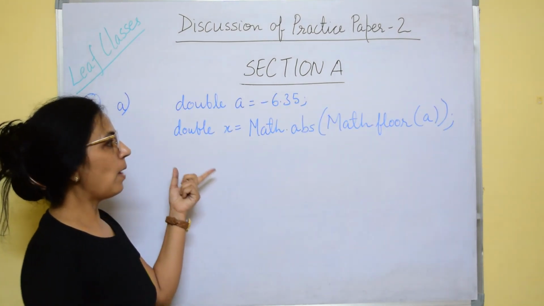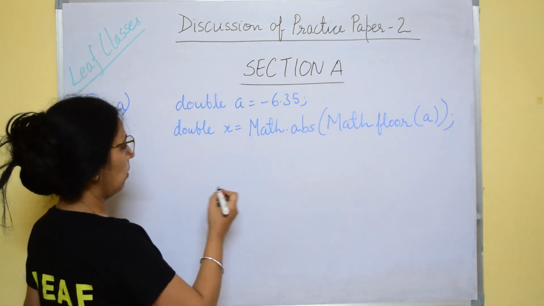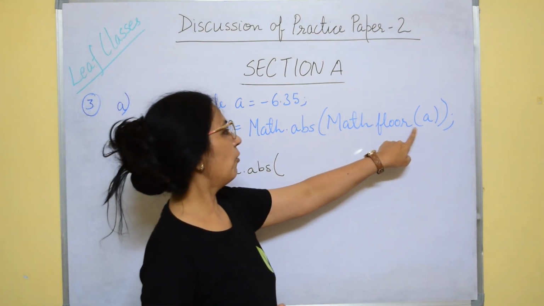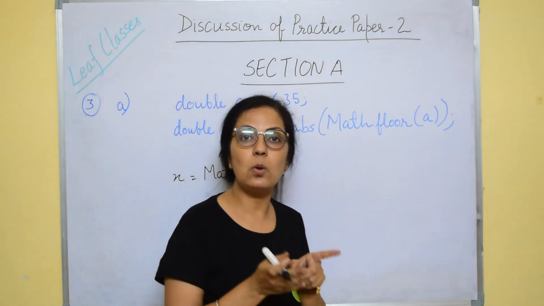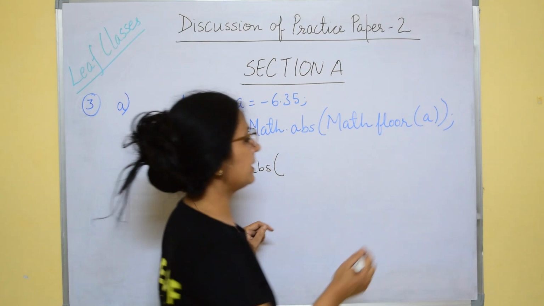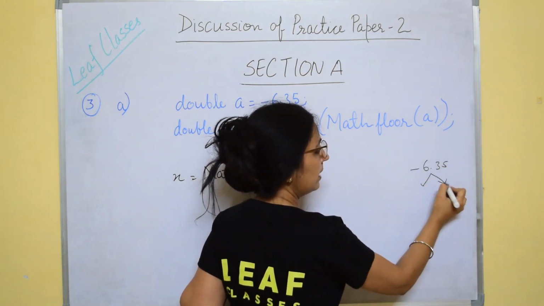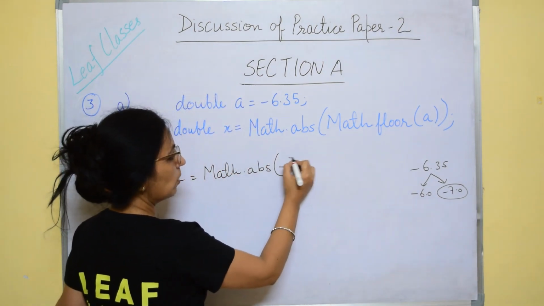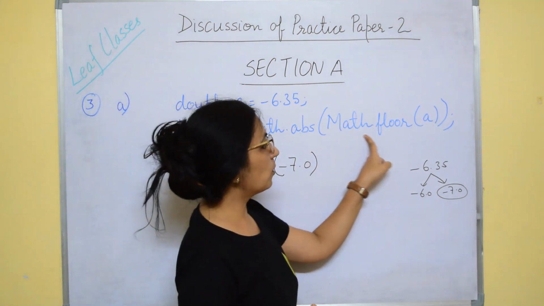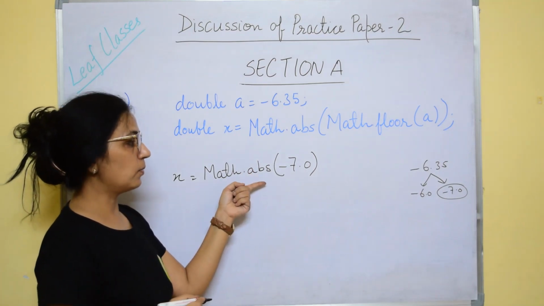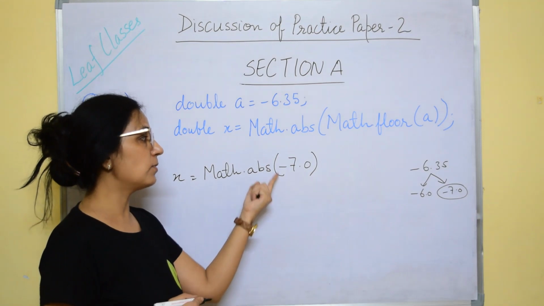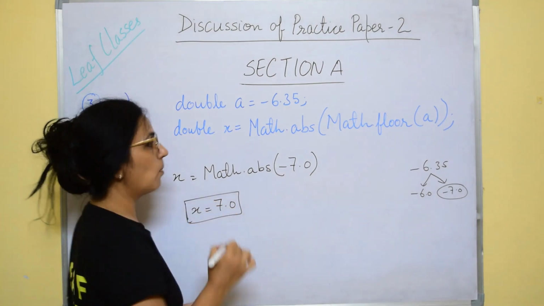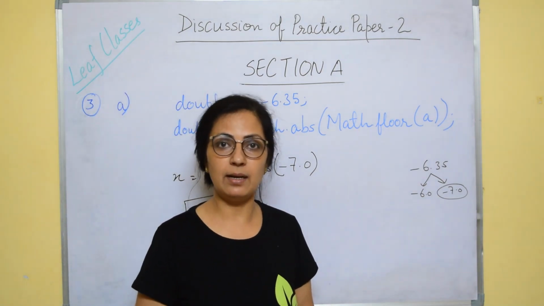Question number 3rd A, you have to calculate the value of x. So here we go. x equals to math.abs of math.floor of a. The floor function gives you the nearest lowest integer in double form, right? If we take minus 6.35, the nearest two integers will be minus 6.0 and minus 7.0, and the lowest value is minus 7.0. So minus 7.0 will be the output of math.floor of a. Now the math.abs function just removes the sign and gives you only the numeric value. So the answer of x will be 7.0. For more details on mathematical functions, please refer to the mathematical functions video.